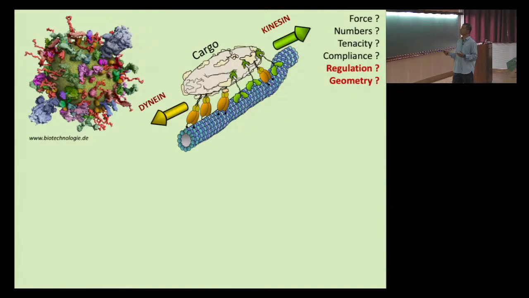The compliance of this link is important to understand in terms of the tenacity with which these motors might work. Also important is the compliance possibly of this structure, which includes a lipid membrane and perhaps a liquid filled environment inside. So that also has a compliance. How does that matter? The fluidity of this membrane, in other words, how does that matter for this entire process? How is it controlled?